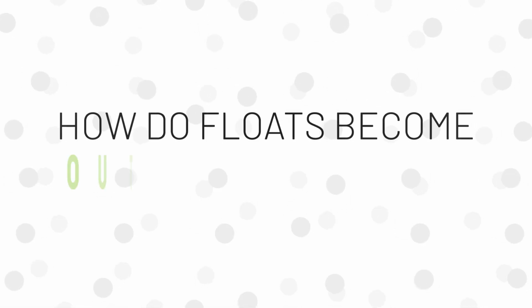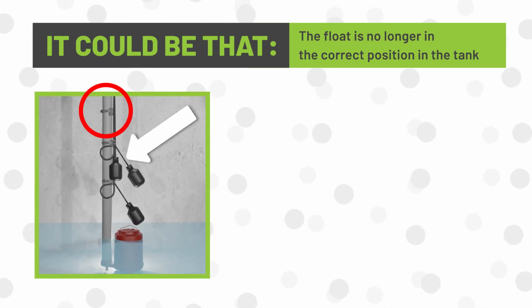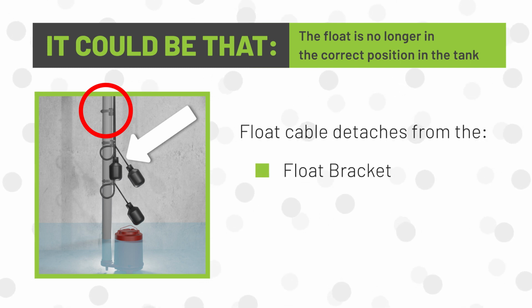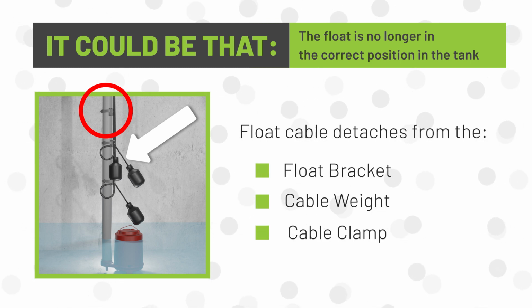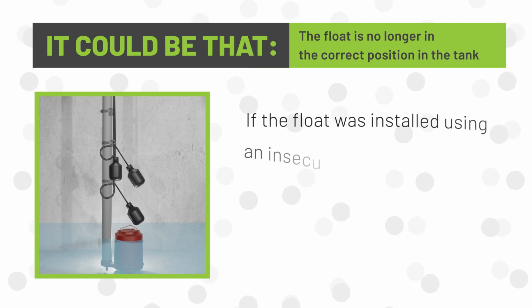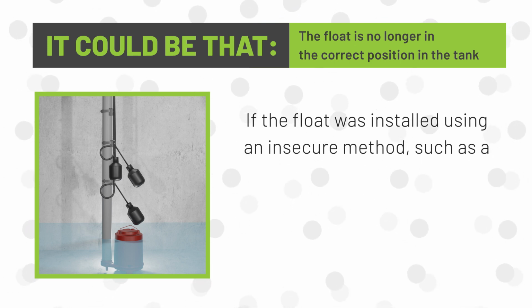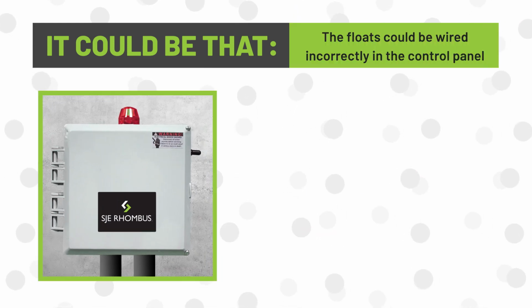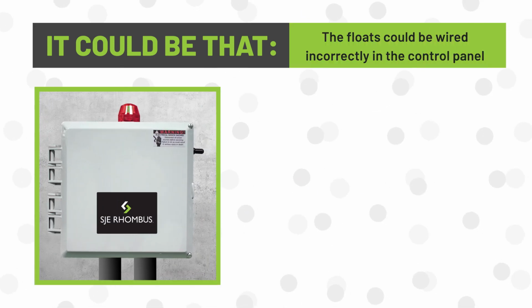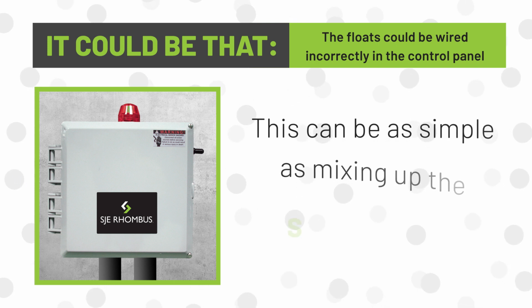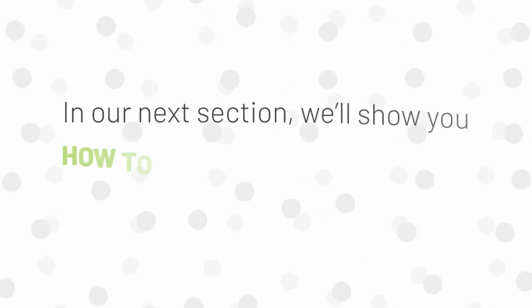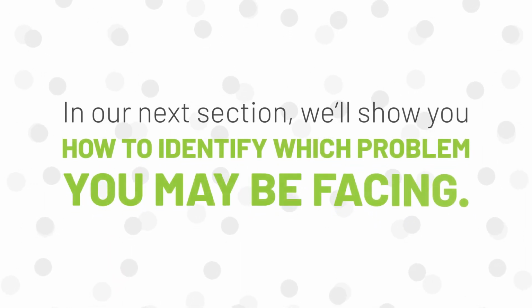How do floats become out of sequence? It could be that the float is no longer in the correct position in the tank. This can happen if the float cable detaches from the float bracket, cable weight, or cable clamp. It also happens if the float was installed using an insecure method, such as a zip tie, which will corrode over time. The floats could also be wired incorrectly in the control panel. This can be as simple as mixing up the start and stop floats. In our next section, we'll show you how to identify which problem you may be facing.